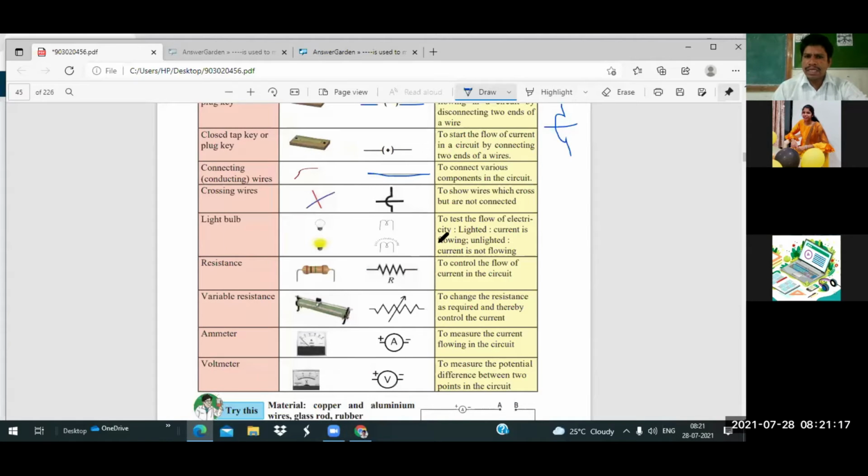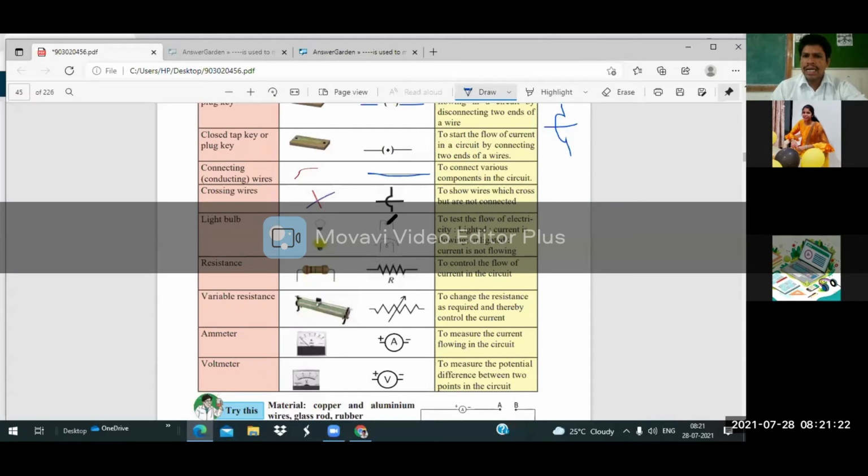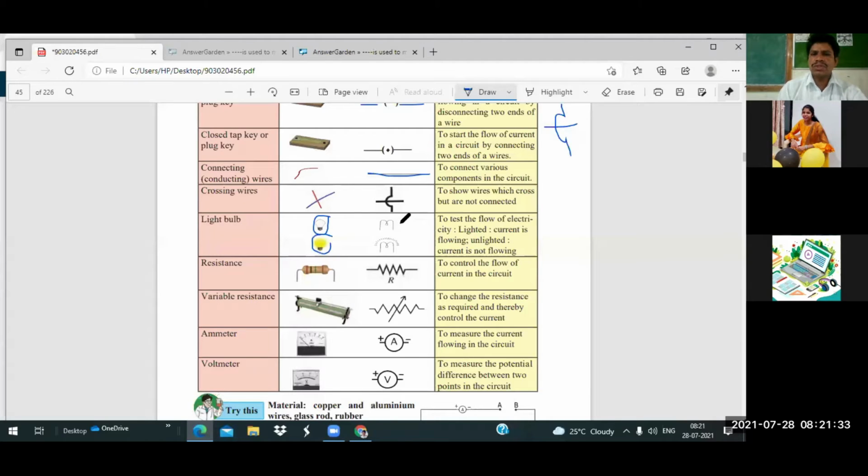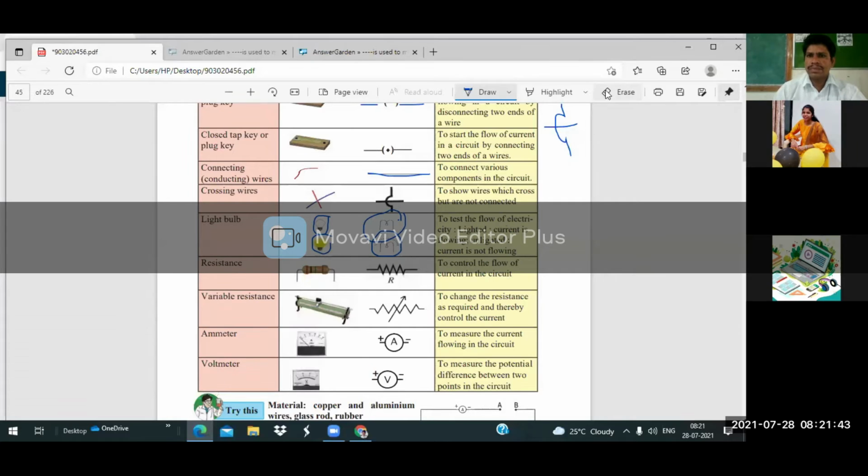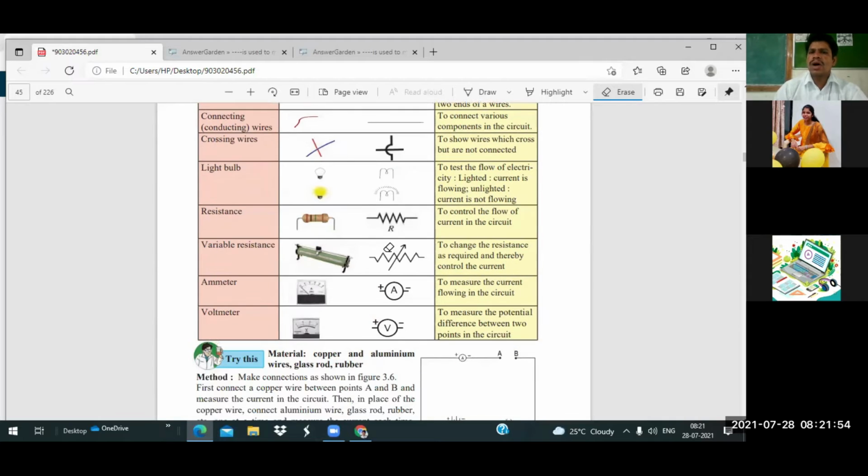Then light bulb. There are two symbols used for a light bulb: one is the symbol for unlighted and the second is the symbol for lighted. When showing it by picture, we can show this as unlighted and this as lighted. But when showing symbolically, this is unlighted and the one below is lighted. This shows whether current is flowing or not in the circuit. If it is lighted, current is flowing, and if it is unlighted, current is off and not flowing through it.